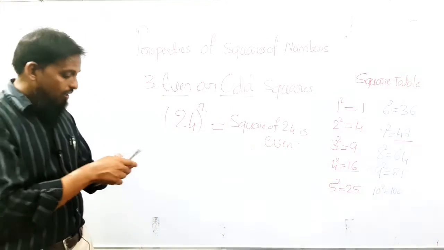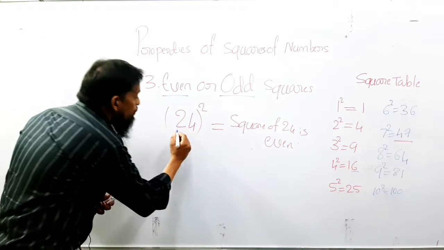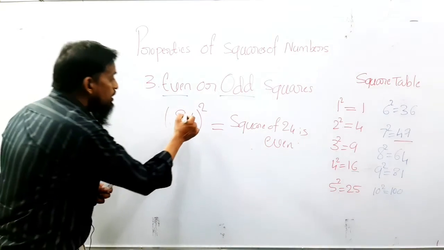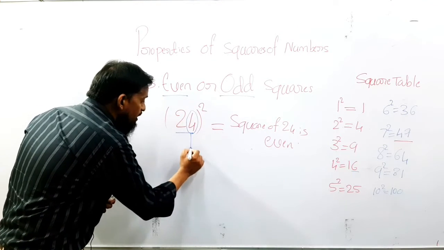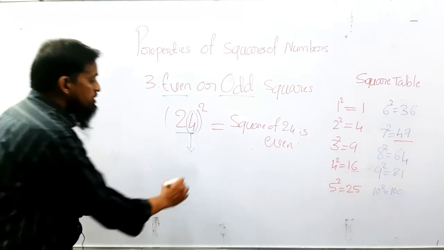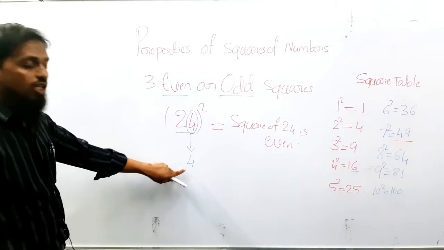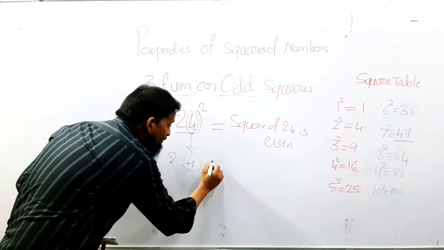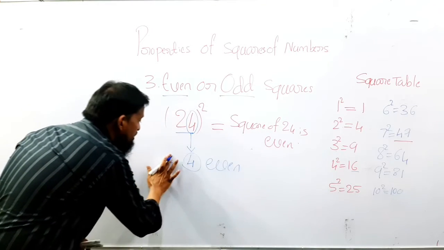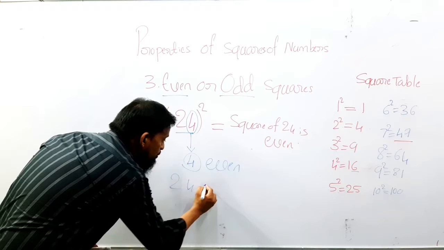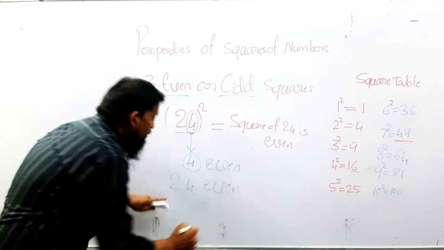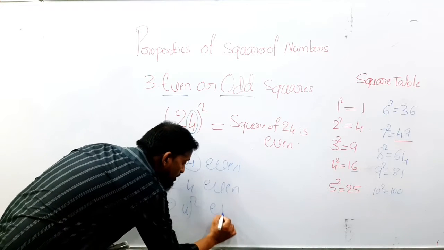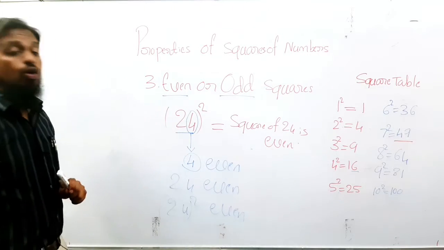Now, the second method. Check whether this number is even or odd. In order to check whether the given number is even or odd, pick up its unit digit. What is the unit digit? 4. Is 4 even or odd? It is even. Hence, if 4 is even, then 24, the given number, is also even. If 24 is even, the square of 24 is also what? Even. This is what the rule says.